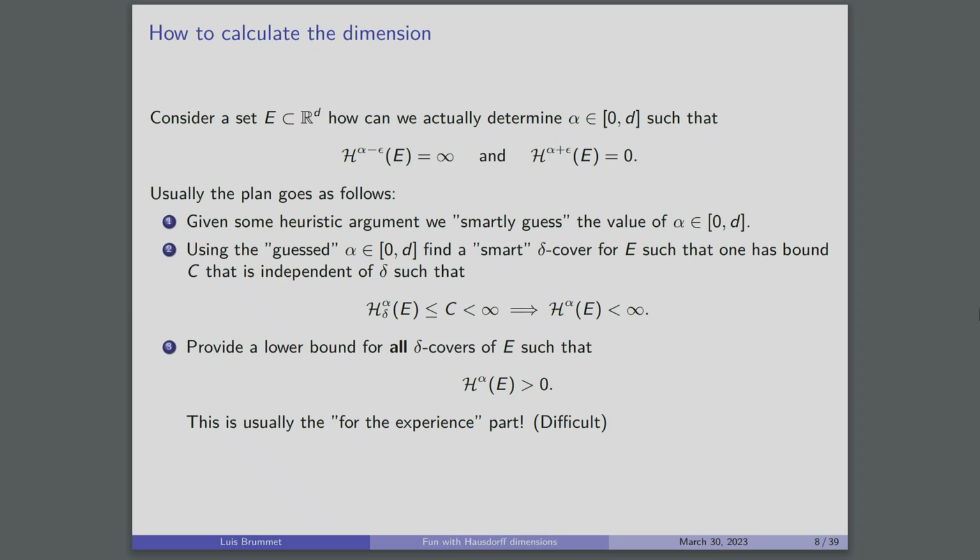Usually the plan is the following. It's not so easy to guess at first what this alpha could be. We're going to see this in a second. So you kind of need some heuristic argument saying, if I know this, I have some calculation, and this calculation suggests that this alpha should be, for example, 1/2.